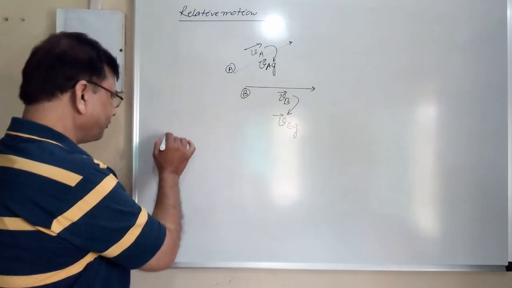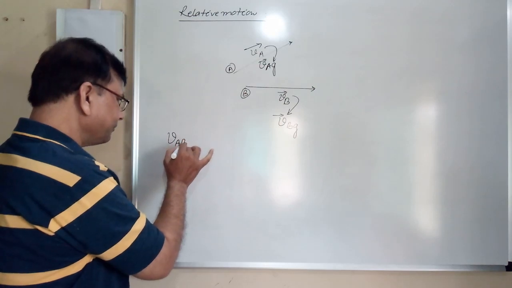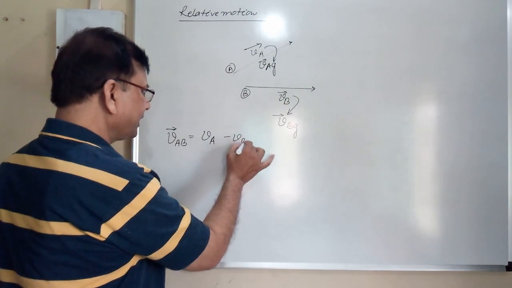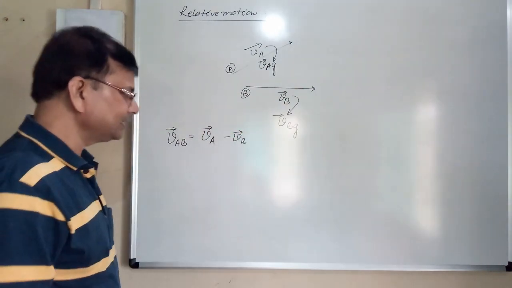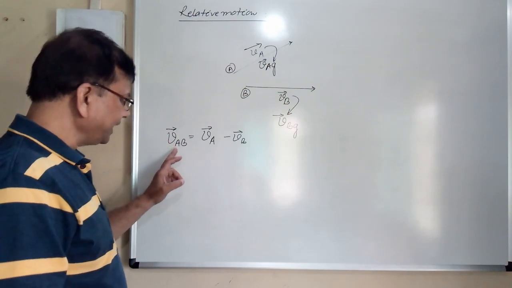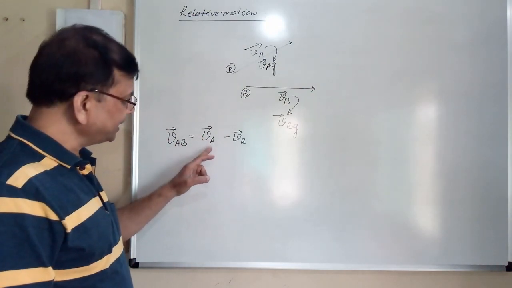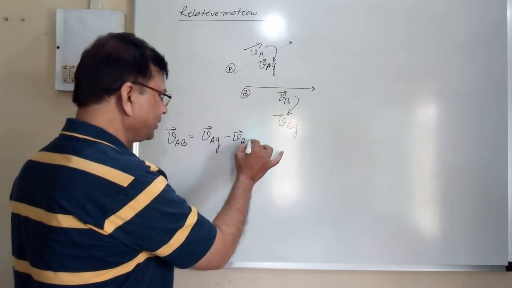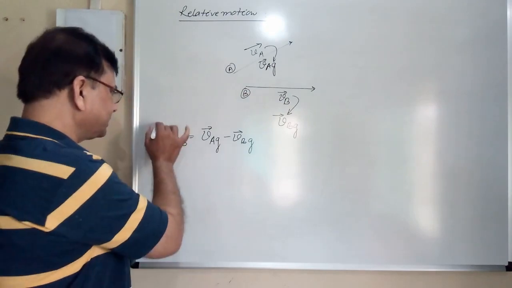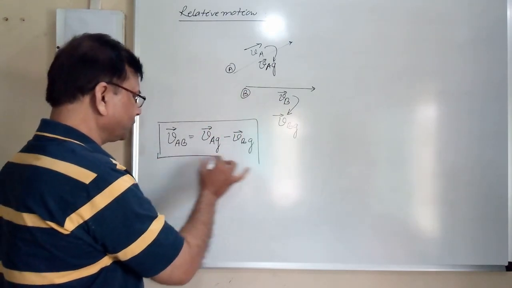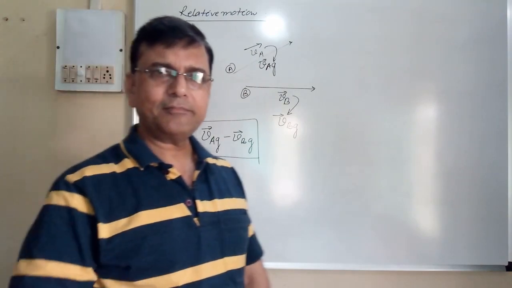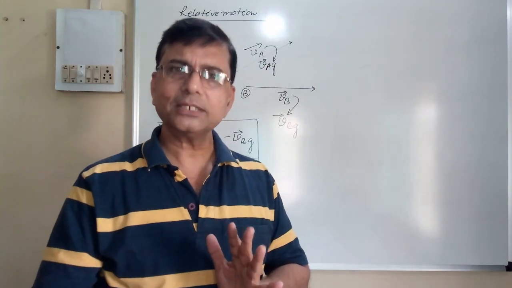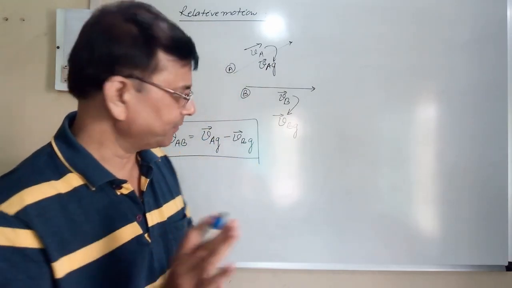It means VAB, that we know, is VA minus VB, that we have already discussed. VAB, velocity of A with respect to B, means velocity of A minus velocity of B, meaning velocity of A with respect to ground minus velocity of B with respect to ground. So this also must be known to you. We have taken the velocity of A with respect to ground minus velocity of B with respect to ground.